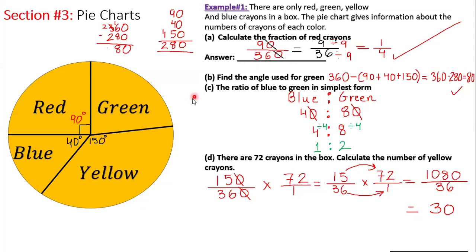Another example. Mr. Petit, can you go over D one more time, please? For D, all we did was we put 150 over 360, and we multiply by 72 because there's 72 crayons in the box. Let me just multiply fractions normally, okay?